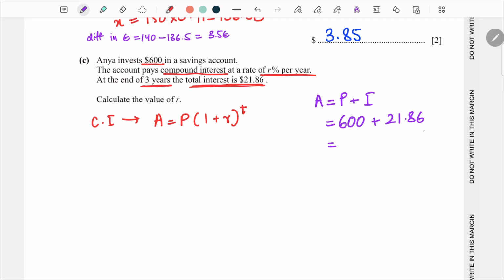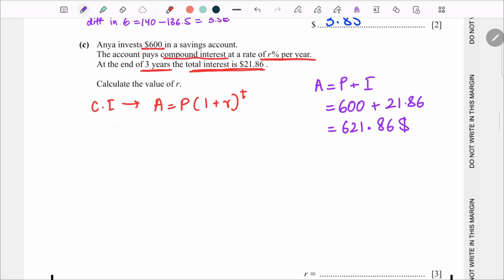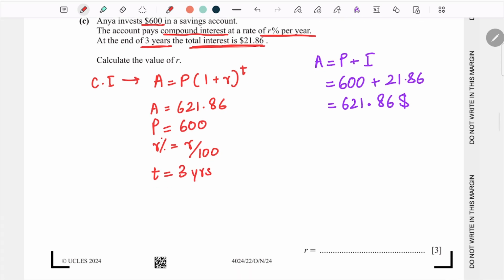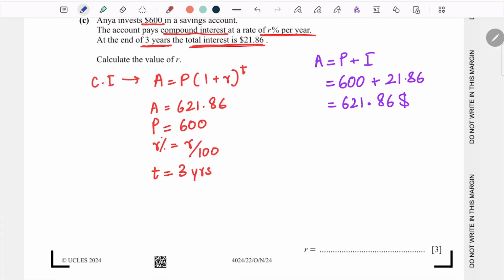So 600 plus 21.86 will be $621.86. Now A is basically 621.86. Principal amount is $600, and R percent can also be written as R divided by 100, and the time period is 3 years. So when I put all the values in the formula, this will be 621.86 is equal to 600 bracket 1 plus R over 100 whole power 3.